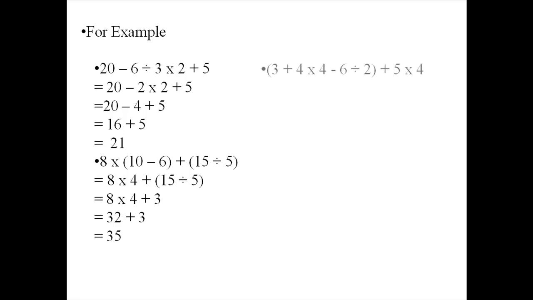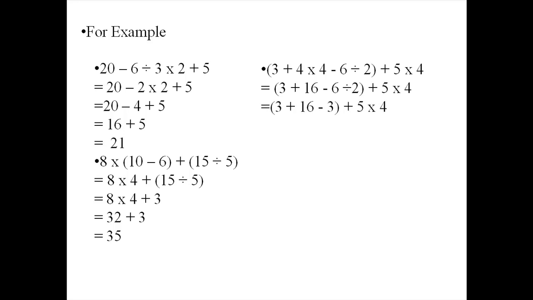Third example is (3 plus 4 multiplied by 4 minus 6 divided by 2) plus 5 multiplied by 4. According to the rule, we solve everything that is present in a bracket, and we also follow the rules. So I do multiplication first. 4 multiplied by 4 is equal to 16. Everything else remains the same, we just multiply 4 with 4. Next I divide 6 by 2, so I get 3, and everything remains the same. The other numbers will remain the same.